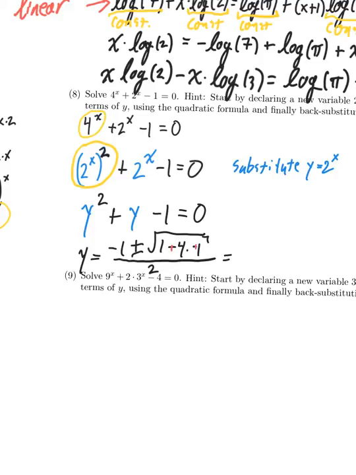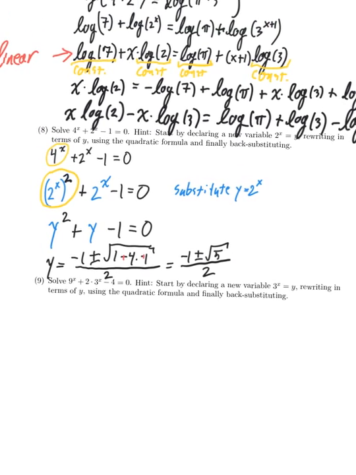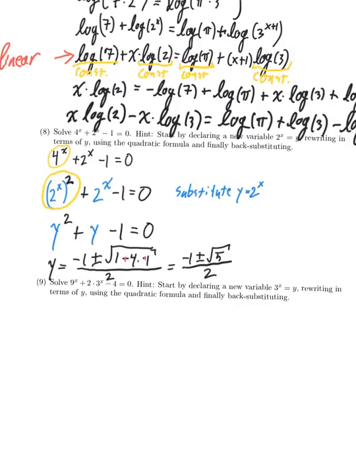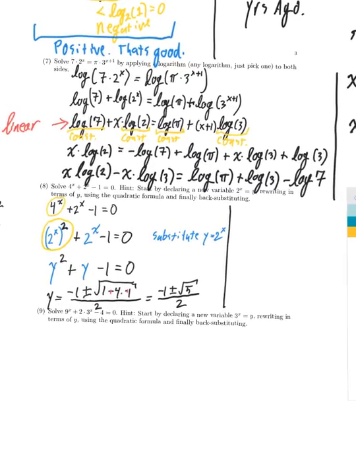Simplify that a little bit. Double negative becomes positive. In the square root, I see 1 plus 4, so that's 5. So I see negative 1 plus or minus square root 5 over 2. And this might look like I'm done. I certainly have solved for a variable, but did I want to solve for y? No, x was the original variable. But this gives me two different equations that I now need to solve. Y is 2 to the x, so I need to solve 2 to the x is equal to negative 1 plus square root of 5 all over 2.